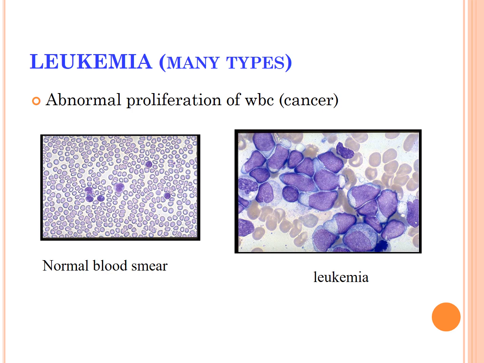There's many different types of leukemia. Leukemia is when you have an abnormal proliferation of white blood cells, abnormal types, abnormal forms, and numbers. On the left is a normal blood smear. On the right is a specimen with leukemia. You can see that there's lymphocytes, but they have a very abnormal shape. Some of them almost look rectangular.